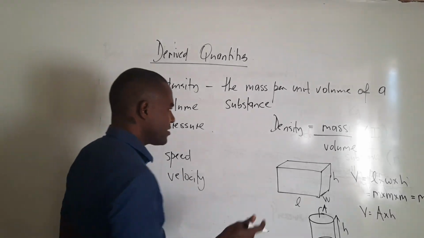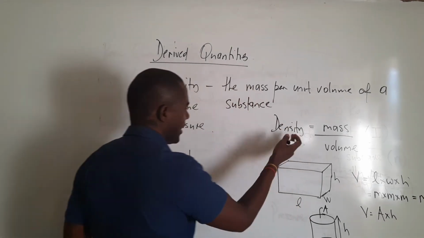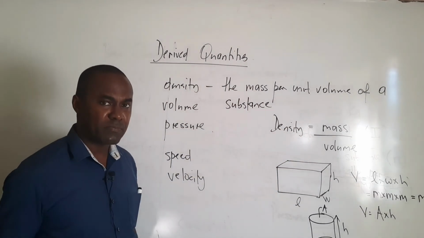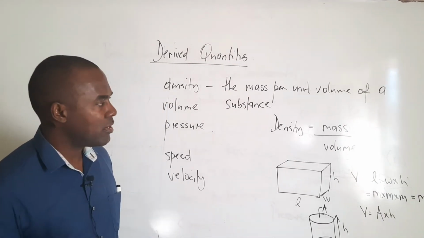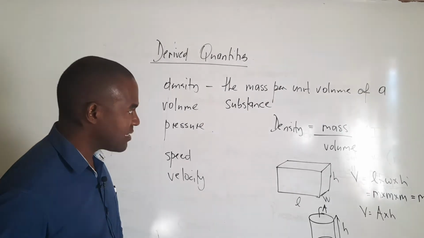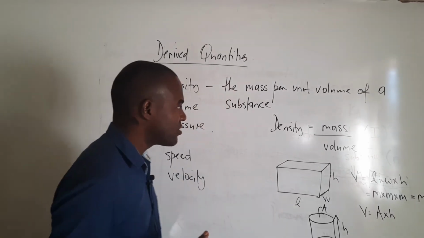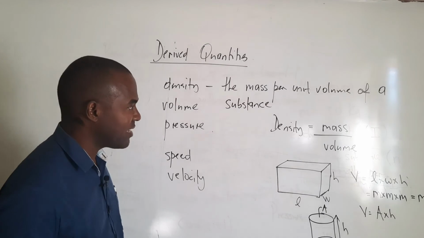Now let's go back to the density formula. So again, to calculate density, we divide mass by volume. And therefore, to determine the units of density, the SI unit of density, we must do the same thing with the units of mass and volume.